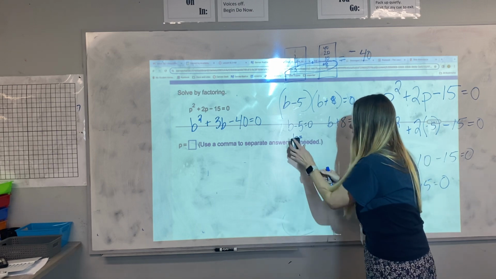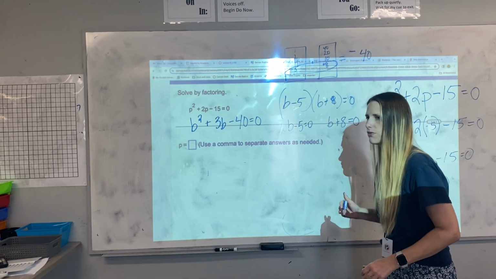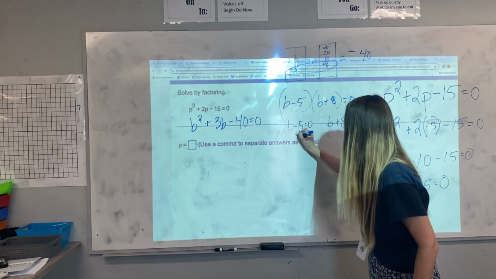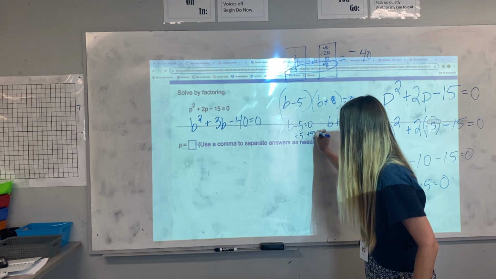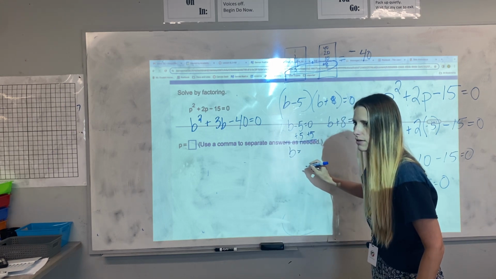Okay, we're going to solve it algebraically. B minus 5 equals 0. Let's get b by itself. What do we do? Add 5 to both sides. B equals 5.